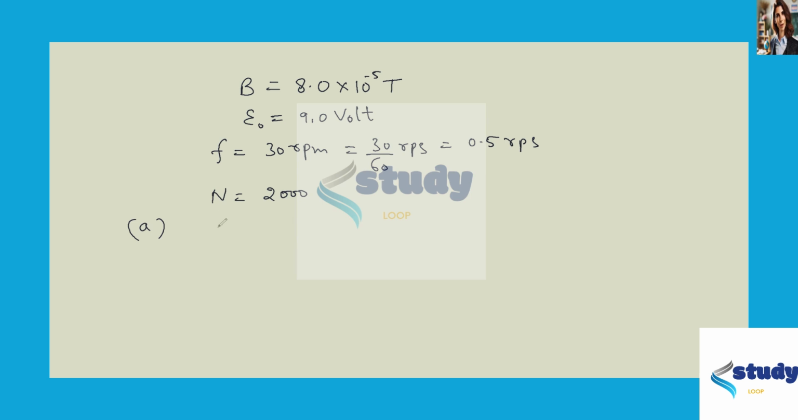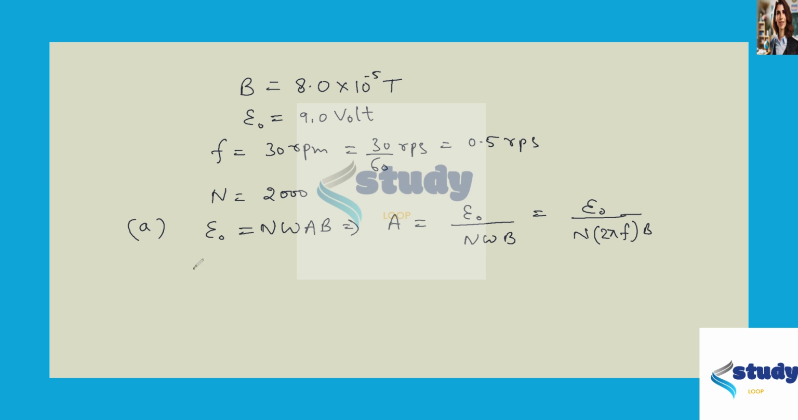For that, we will use the expression for the maximum EMF induced, which is the product of the number of turns with the angular velocity, with the area, and with the magnetic field. So the expression for the area of the coil will come out to be the peak EMF epsilon naught divided by the number of turns, angular velocity and magnetic field. The angular velocity is given as 2π times the rate of rotation.